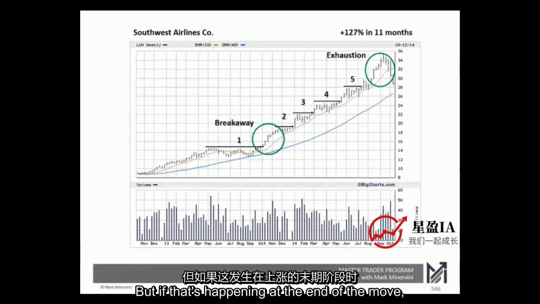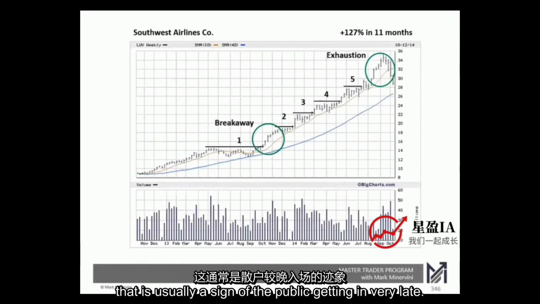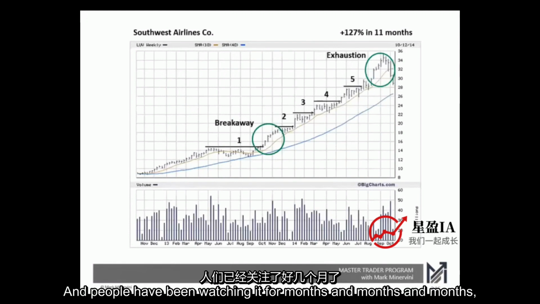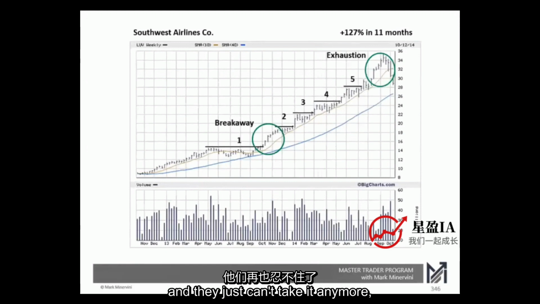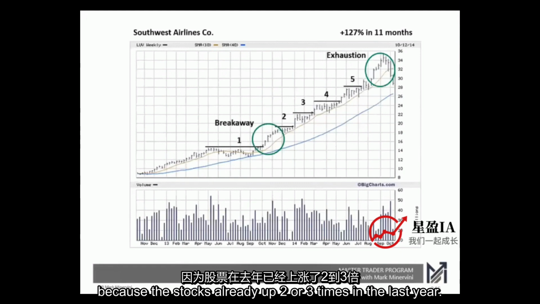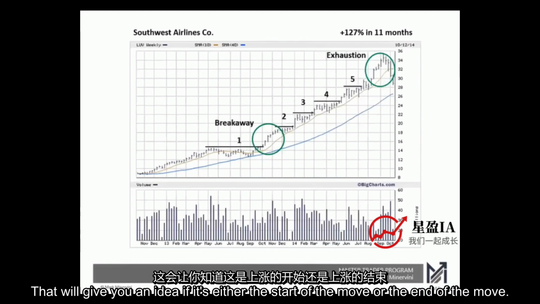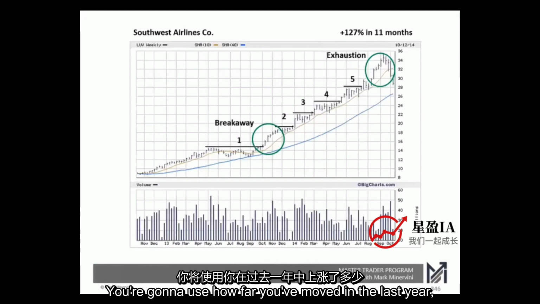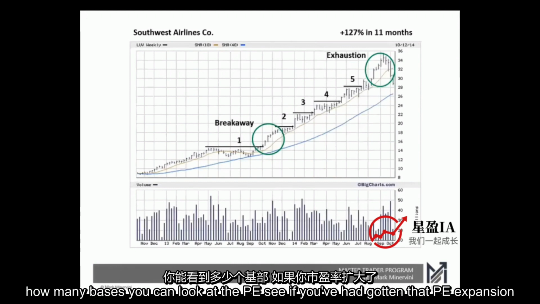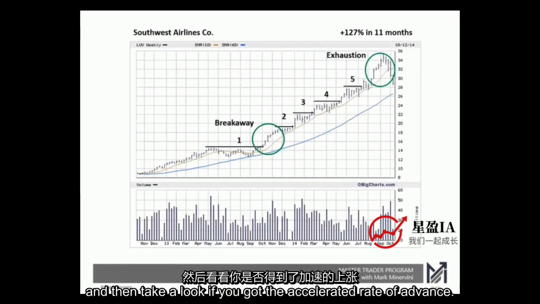But if that's happening at the end of the move, that is usually a sign of the public getting in very, very late, and people have been watching it for months and months and months, and they just can't take it anymore, and they're all just rushing in to buy it. But that's usually at the end of the move, because the stock's already up 2 or 3 times in the last year. So always keep in mind, where have you been for the last year? And that will give you an idea if it's either the start of the move or the end of the move. And you're going to use how far you've moved in the last year, how many bases. You can look at the PE, see if you've gotten that PE expansion, and then take a look if you got that accelerated rate of advance.